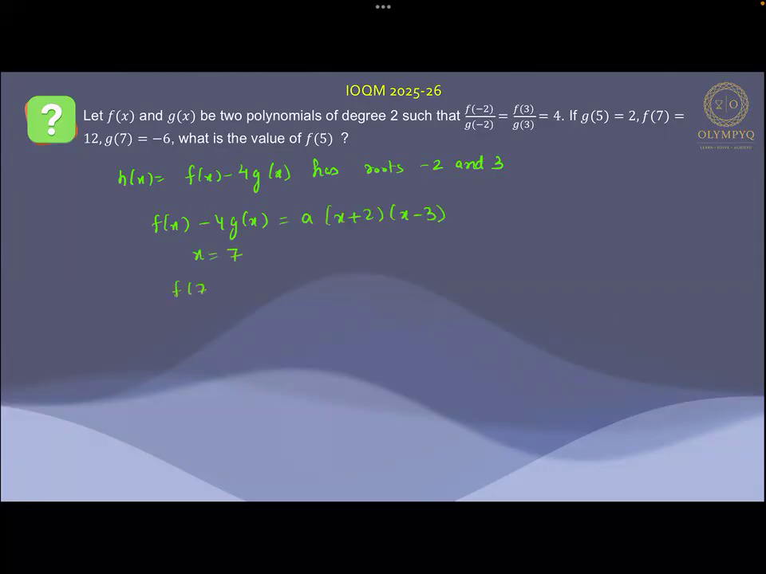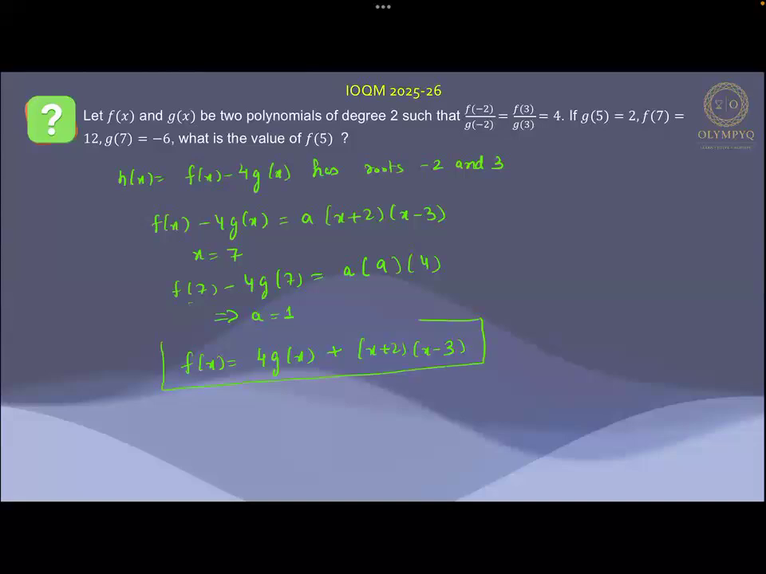So I can write that f(7) - 4 times g(7) is going to be equal to a times this 7 plus 2, which is 9, and this 7 minus 3, which is 4. The value of f(7) they have already mentioned, this is 12, and g(7) is -6. So from here, I can see the value of a is going to be equal to 1. So from here, I got that f(x) is going to be equal to 4 times g(x) plus (x + 2) into (x - 3).